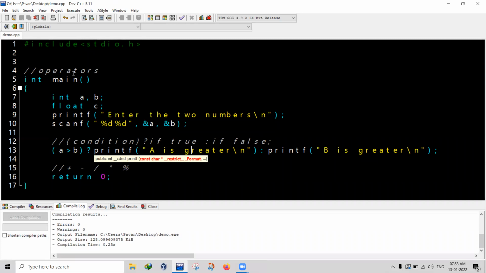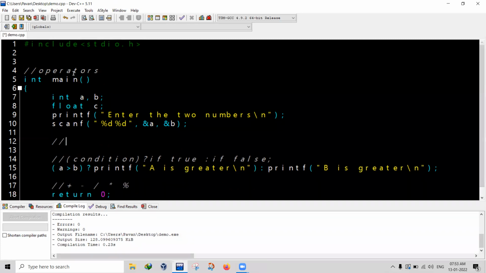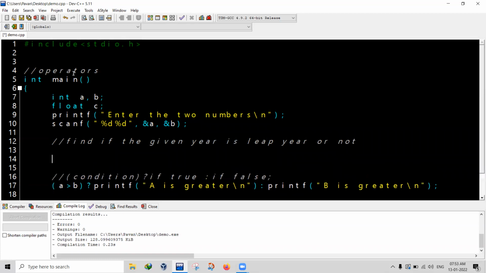And one more important program that can be asked using conditional operator is find if the given year is leap year or not. This is also another important problem. First of all, before you start programming, I want you to know two conditions. First condition is a leap year can be divisible by 4, and at the same time, if it is divisible by 4, it should not be divisible by 100. Please have this condition in mind.